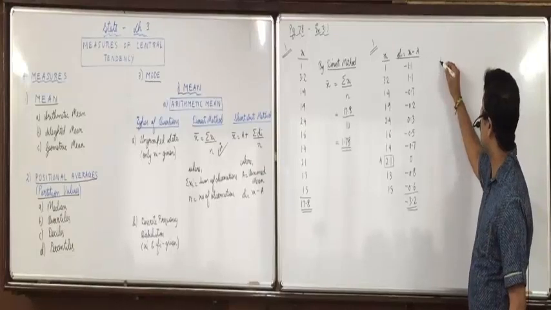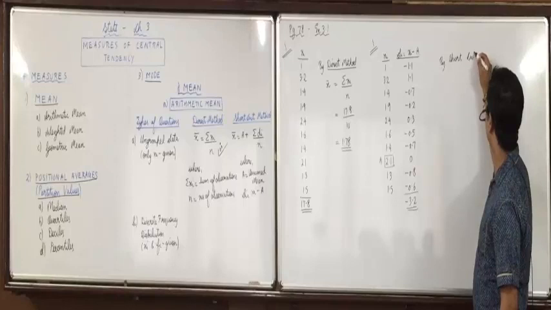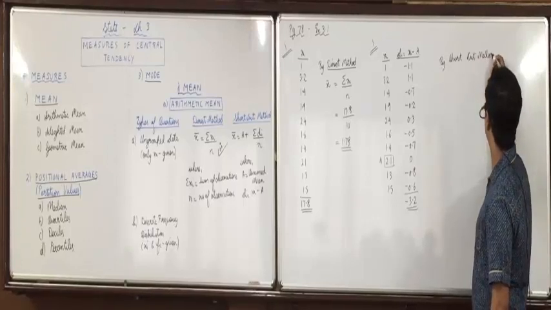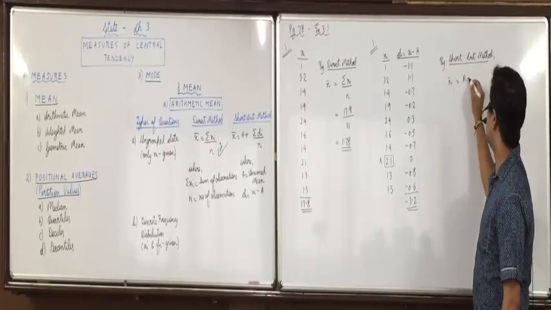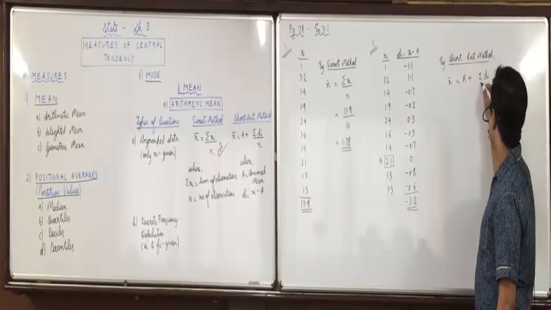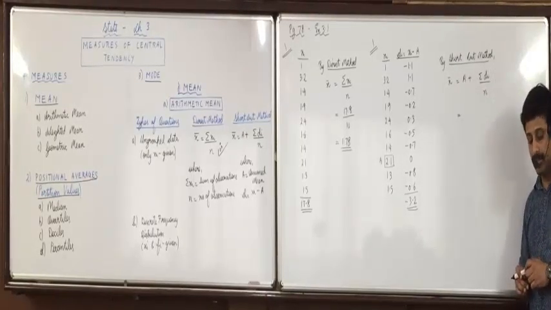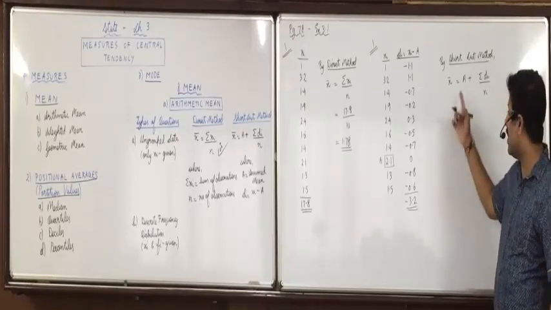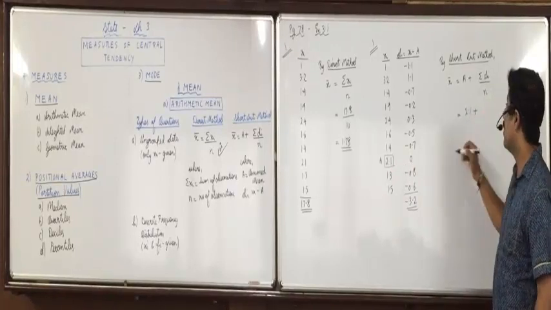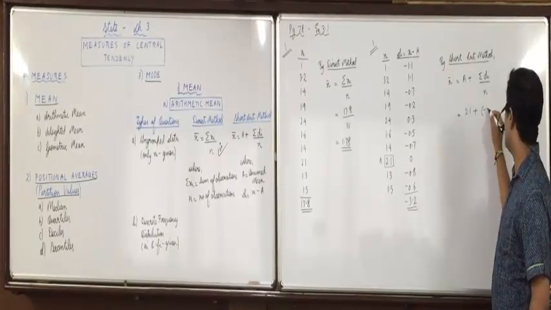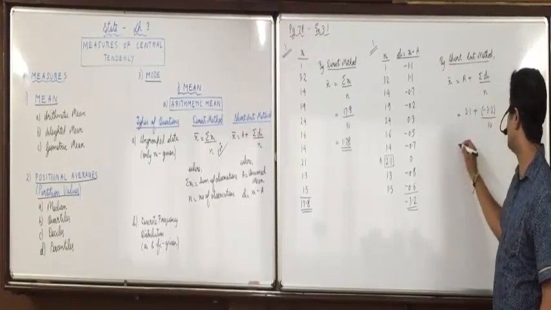Okay. Now write down by the shortcut method. X bar is equal to a plus sigma di upon n. What is a? The assumed mean we have selected, 2.1, plus sigma di, minus 3.2, upon there are 10 observations.